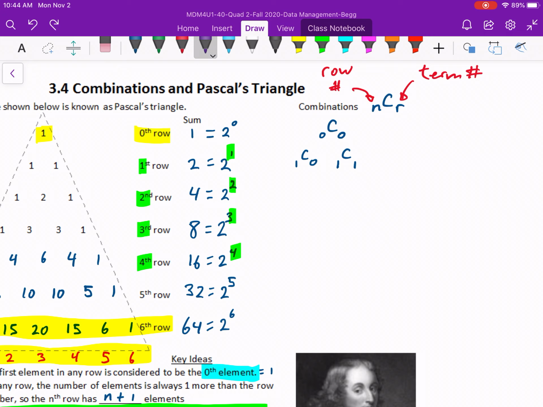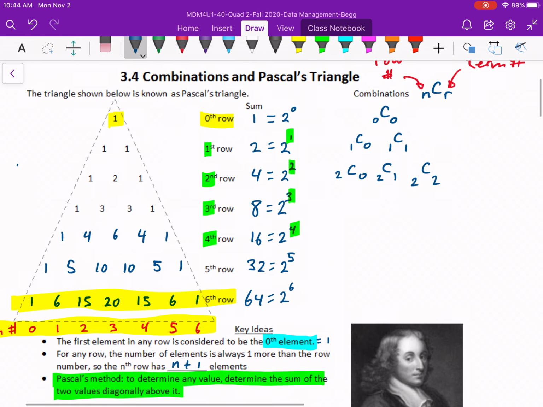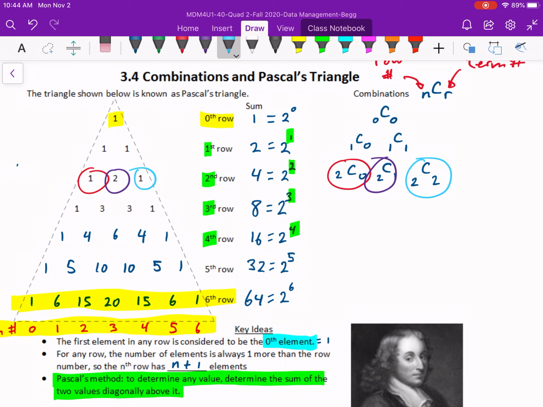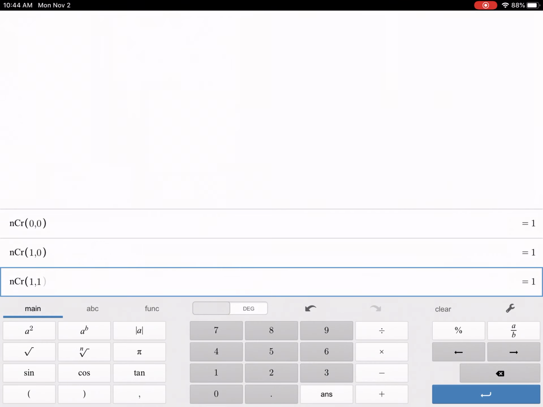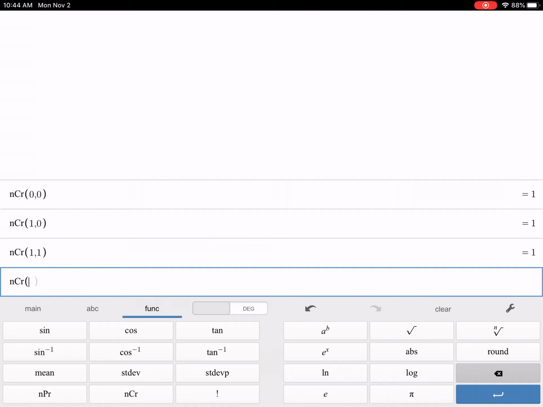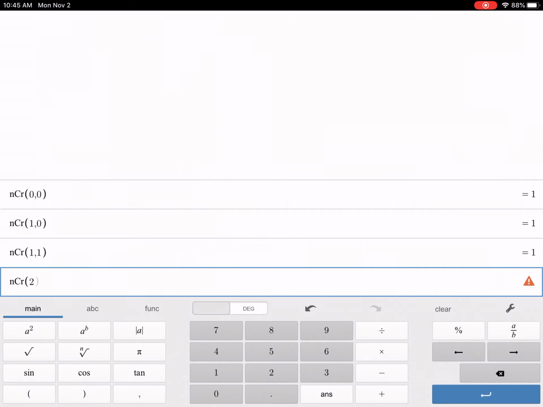All right, so the next row down should be 2 choose 0, 2 choose 1, and 2 choose 2. That would be these elements respectively that I'm circling, matching up the colors. So I should get 1, 2, 1 if I do 2 choose 0, 2 choose 1, and 2 choose 2. First one was 2 choose 0, and that equals 1. And that should make sense, right?